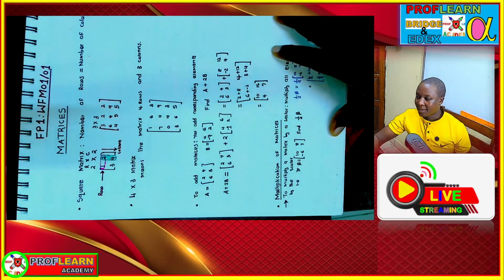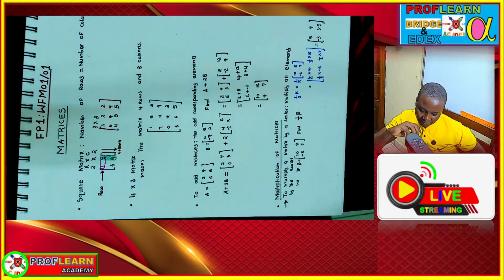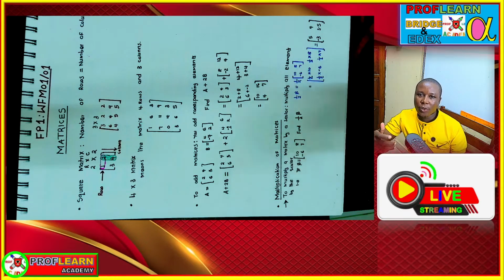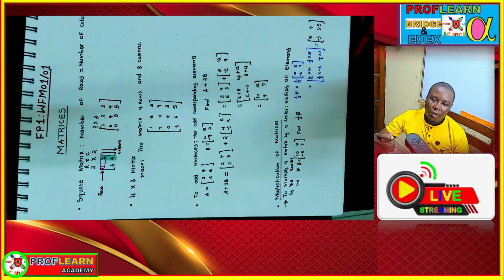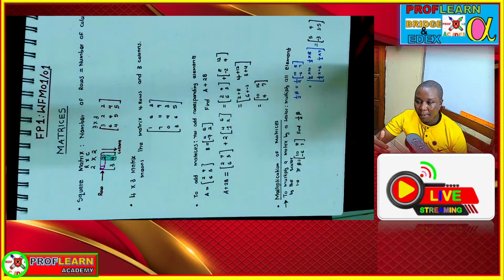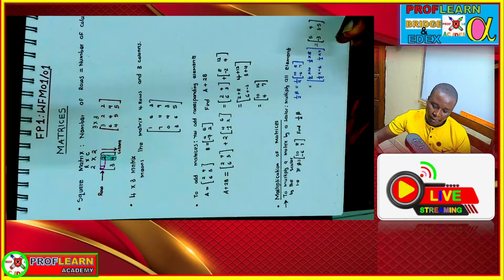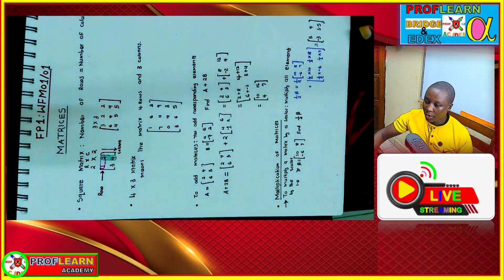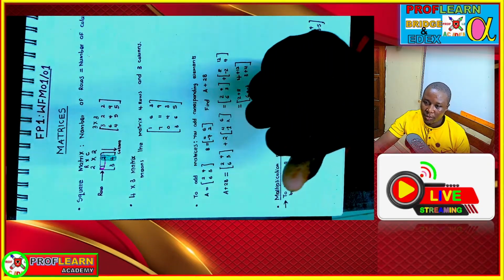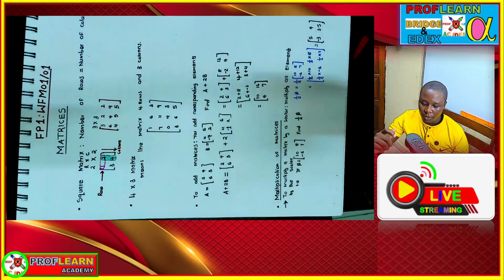So as far as this particular topic for further pure math is concerned, you need to understand different types of matrices. In this case, we have a square matrix and rectangular matrices. A square matrix is a type of matrix where the number of rows is equal to the number of columns. For instance, a 2 by 2 matrix is a square matrix of order 2, and a 3 by 3 is a matrix of order 3. So you should be able to identify that.